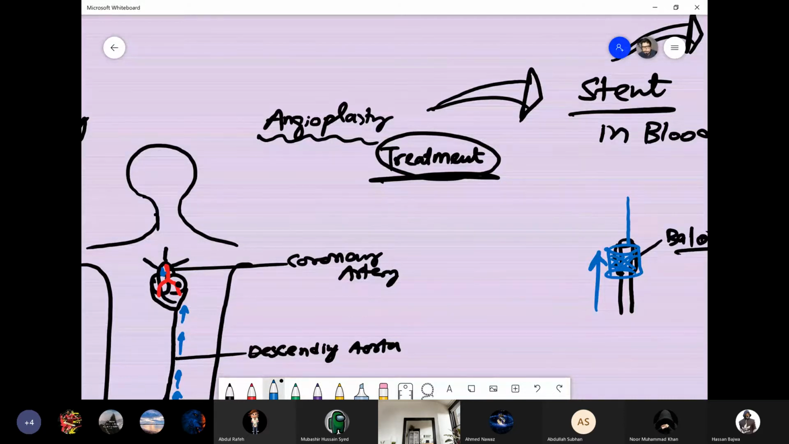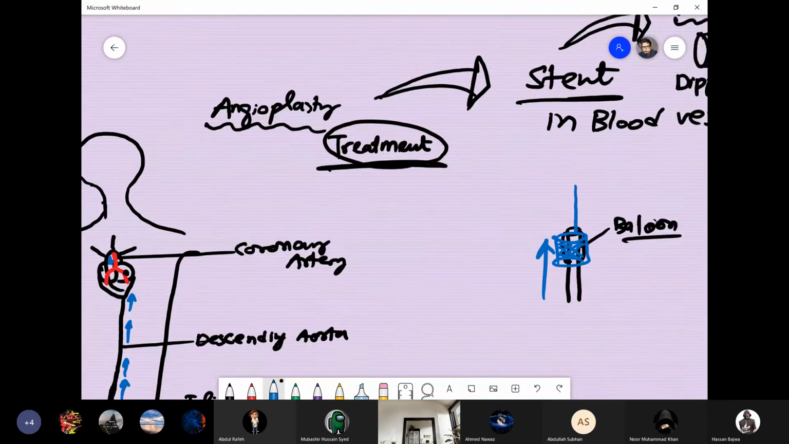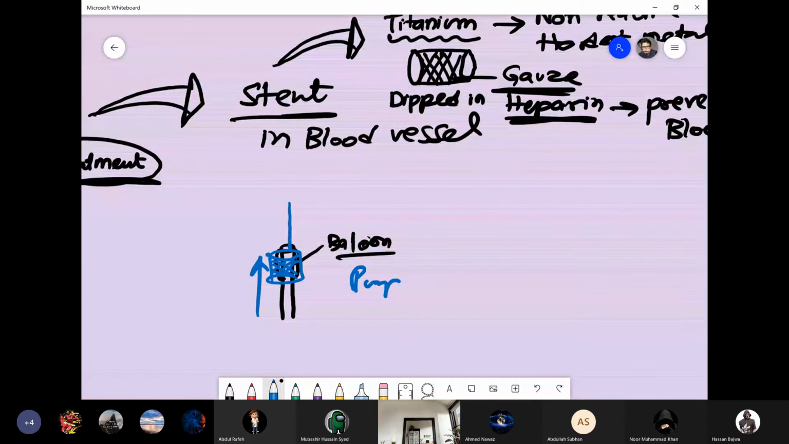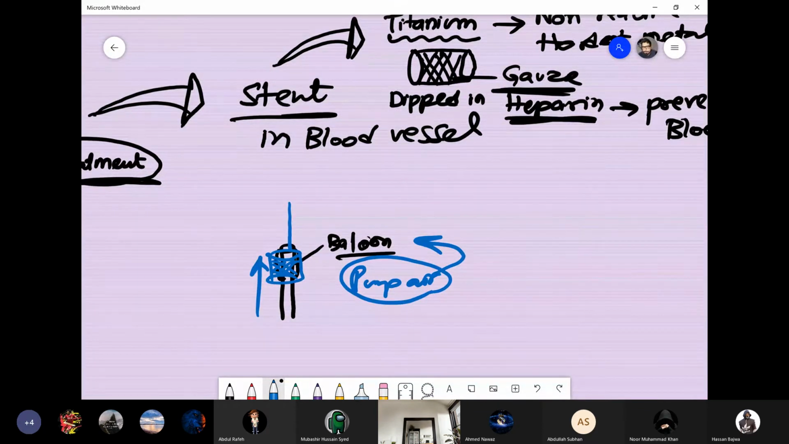Once it reaches there, the doctors will pull out the guide wire and then they will pump air into this balloon. When they pump air into the balloon, it will inflate. And when the balloon inflates, as it is a wire gauze, it means that these wires can stretch, right? So these wires will stretch, and as you see, metals are malleable.